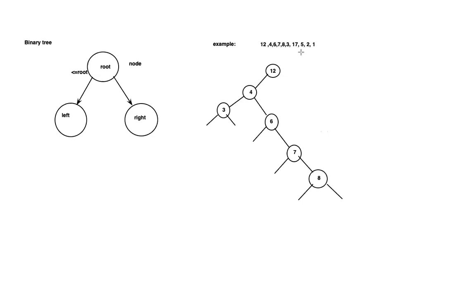So now you see, you have 3, but the next is 17. 17 is higher than 12, so it should come to the right-hand side of 12. So there should be a right child connected. Now we have 5. Where does 5 get positioned? 5 is less than 12, so go left; it is greater than 4, and 5 is to the left of 6. That's the place where it should sit. How about 2? 2 goes to the left of 3. Exactly, so you're getting it.